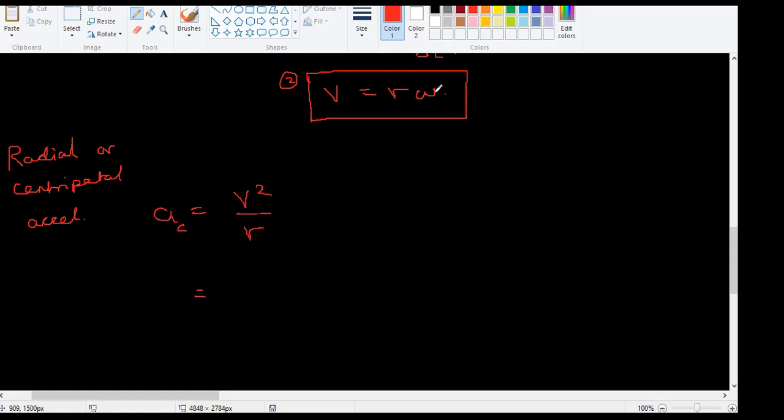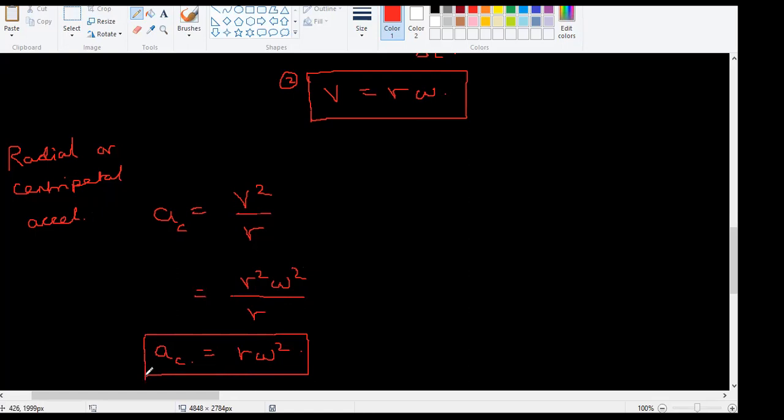v = r omega. So I'm going to write this as r squared omega squared divided by r. So r cancels, and I'll get r omega squared. So a = a_c = r omega squared. That is your third derivation. You see, all these are very, very simple derivations, nothing very difficult at all.